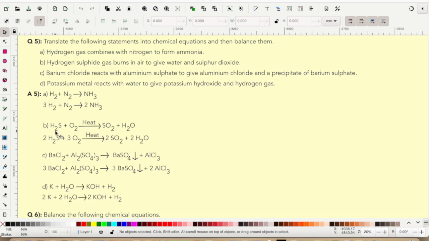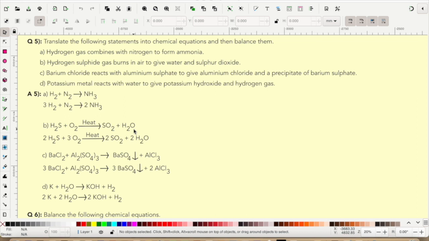Hydrogen and sulfur atoms on both sides are already balanced. There are 2 hydrogen atoms on the left and 2 on the right. There is 1 sulfur atom on the left and 1 on the right. Only the oxygen atoms are not balanced. So we will balance oxygen atoms. On the left hand side, there are 2 oxygen atoms. On the right hand side, there are 2 plus 1, 3 oxygen atoms.